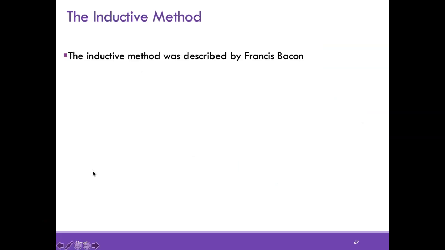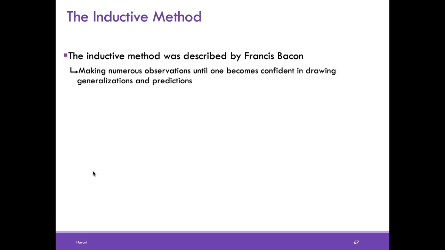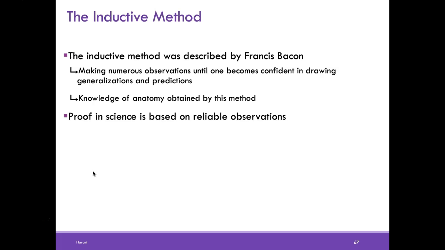The inductive method was first described by Francis Bacon, and that's the process of making numerous observations until one becomes confident in drawing generalizations and predictions. So we know what we know of anatomy by the inductive method, right? We can dissect bodies over and over again, and we can make conclusions based on what we see numerous times. This is how we know what we know about anatomy.